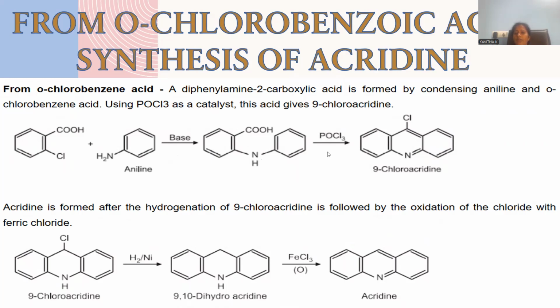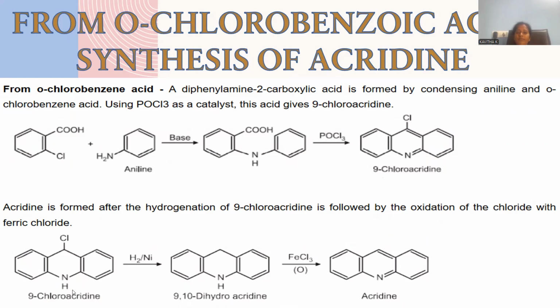Phosphorus oxychloride is the reagent added. It is meant for dehydration; phosphorus oxychloride is an efficient dehydrating agent. Under heating conditions, it goes with ring cyclization and subsequent dehydration as well, giving rise to chlorofunctionality over position number 9. 9-Chloroacridine formation is accomplished by means of this orthochlorobenzoic acid starting material.